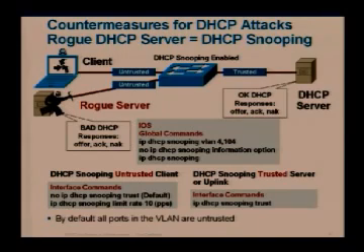Now let's see this port, the rogue server. When the rogue server is sending you an offer, it says, no, sorry, you are an untrusted port. You should not be sending an offer. You can send a discover. You can send a request, but you cannot send an offer. So all this feature is doing is policing the type of DHCP packets that is received on the port. Okay? Make sense?